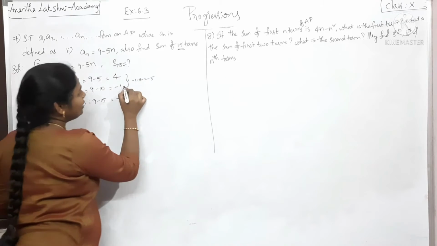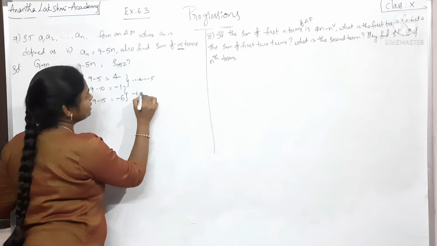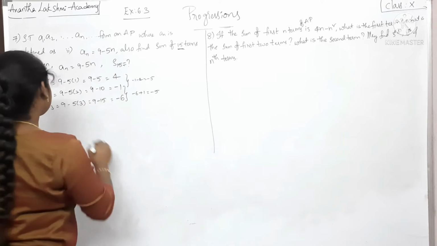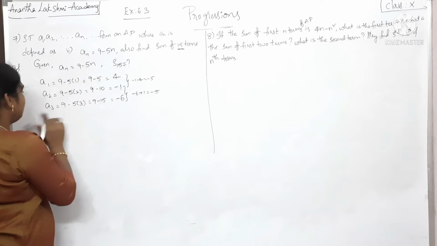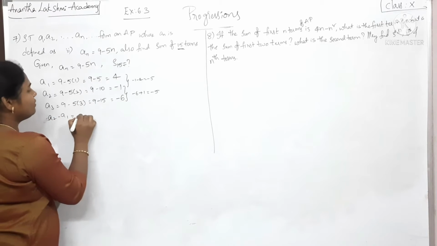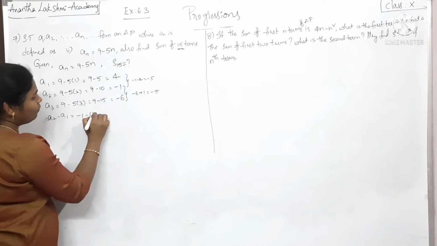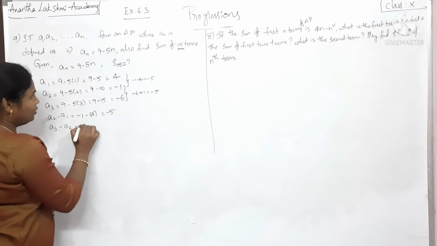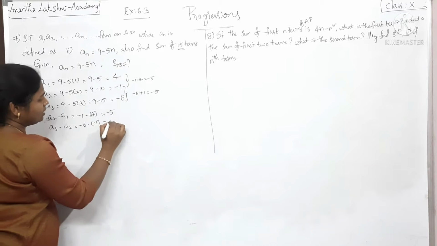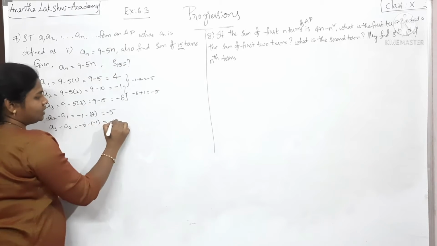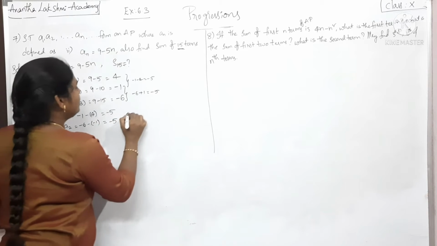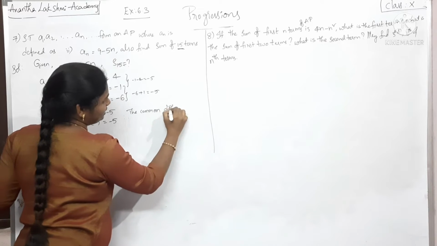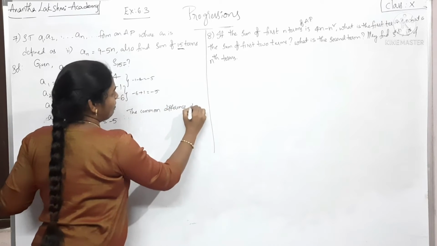Okay, now if you observe the difference between these two terms, minus 1 minus 4, which is nothing but minus 5, and the difference between these, minus 6 plus 1, which is again minus 5. Let me write it as A2 minus A1 is equal to minus 1 minus 4, which is minus 5, and A3 minus A2 is equal to minus 6 minus of minus 1, which is minus 6 plus 1, again minus 5. Therefore, the common difference D is equal to minus 5.